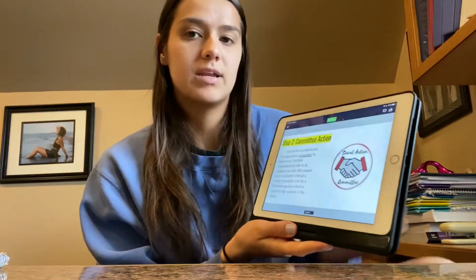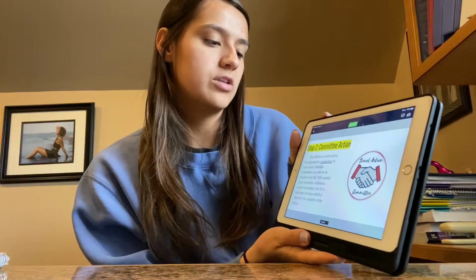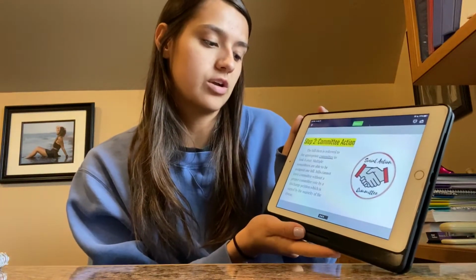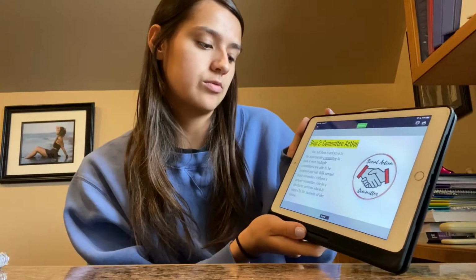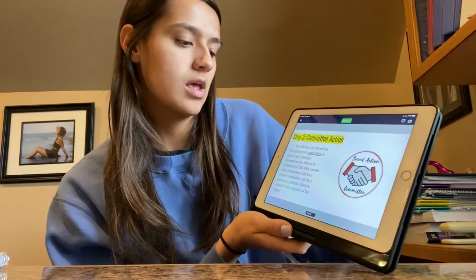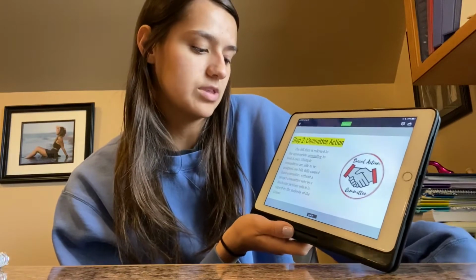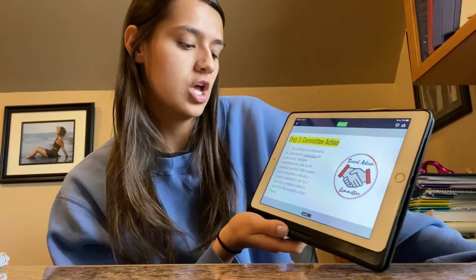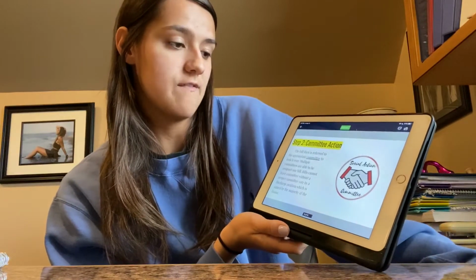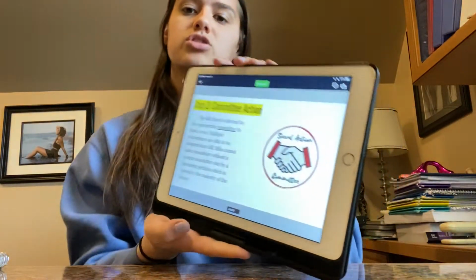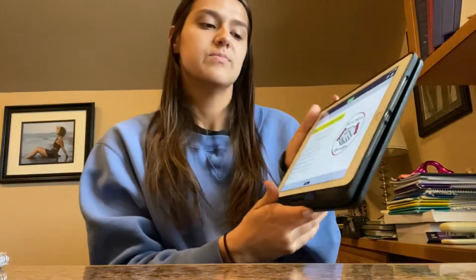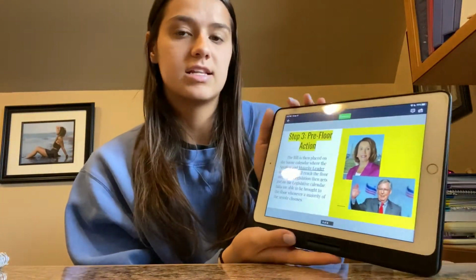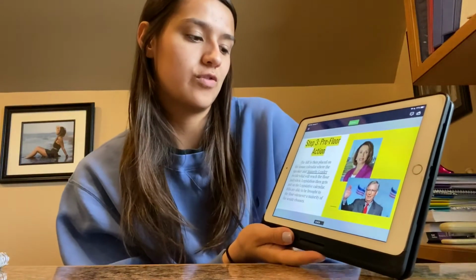Step 2, committee action. The bill then is referred to the appropriate committee to look it over. Multiple committees are able to be assigned one bill. Bills cannot leave committee without a proper committee vote or a discharge petition, which is signed by the majority of the House. And my picture is just of two hands shaking like a committee.